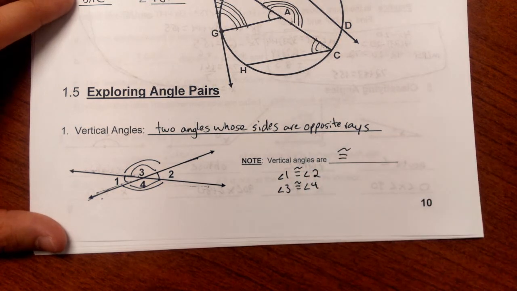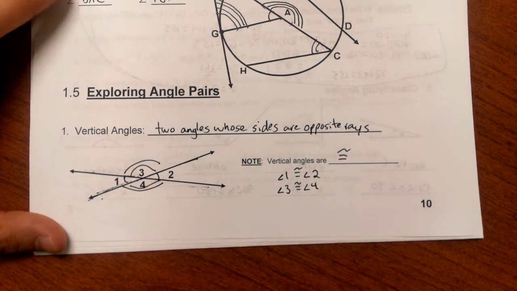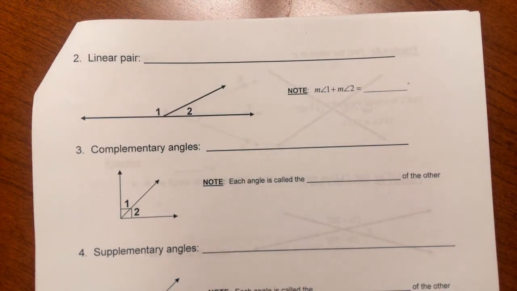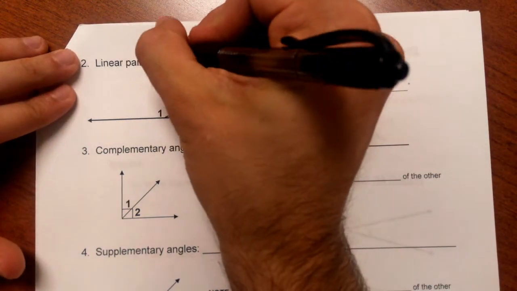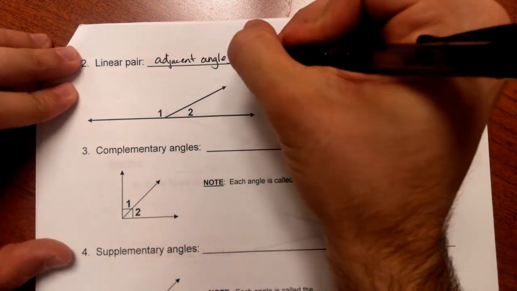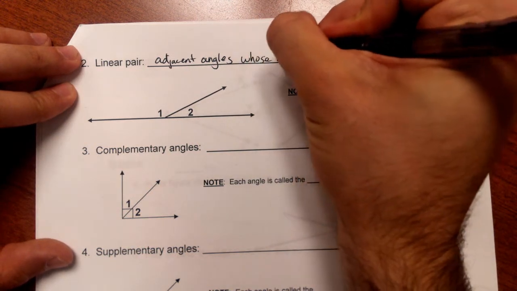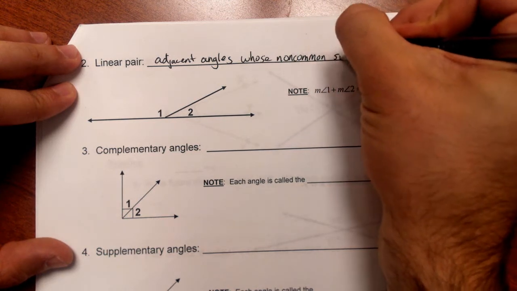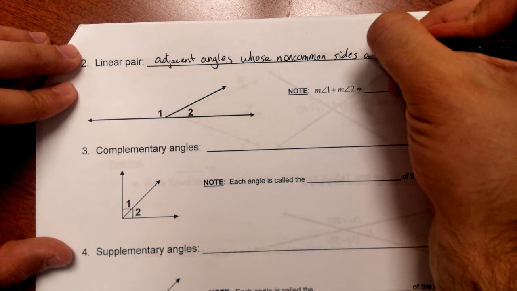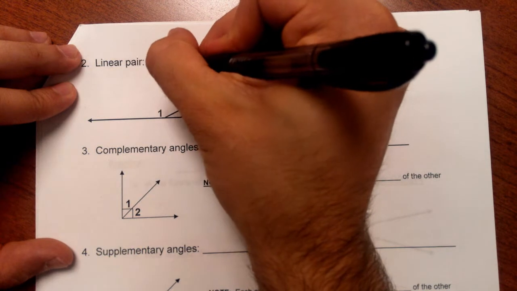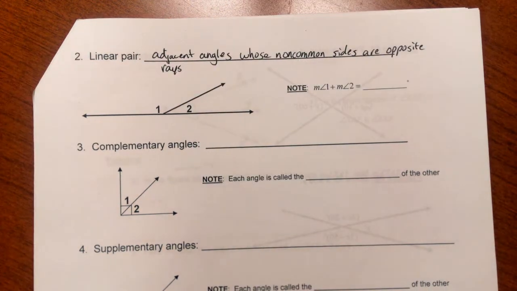Now, on the next page, we're going to talk about linear pairs. First of all, a linear pair has to fit a couple of different criteria. One is that they have to be adjacent angles whose non-common sides are opposite rays. And a linear pair is always going to add up to 180 degrees.